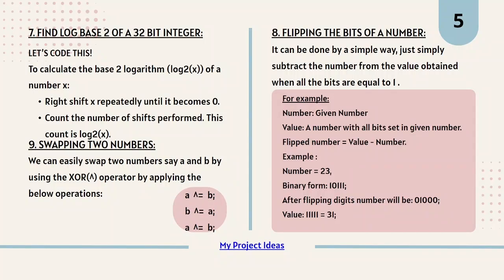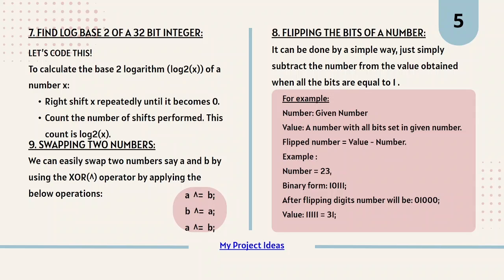Sounds confusing, right? Let's have a look at an example. Say a number is given. What's the value? The value is a number in which all the bits are set, that means all the bits are 1. How do you get the flipped number? That is value minus number.